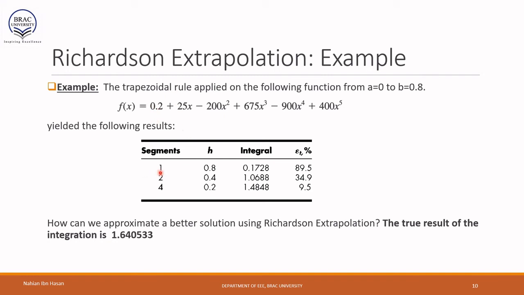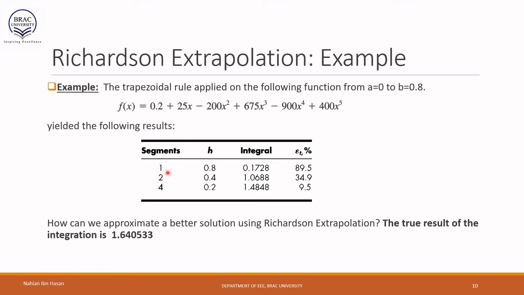So let's say using the trapezoidal rule with one segment, two segments, or four segments, we got these integral results. We are not showing the total calculations here, so you can go to the examples that I have shown you in the trapezoidal example lesson. You can use those lessons to calculate the integral using these separate segments.